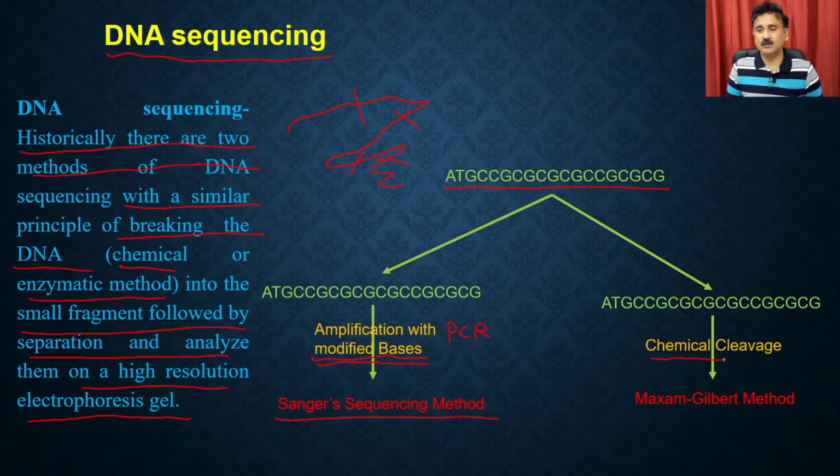In the other method, you can use base-specific chemicals, which are going to do the cleavage. For example, you can have base-specific cleavage for A, T, G and C, and that is how it is going to break the DNA accordingly. Then you analyze them on a high resolution electrophoresis gel, and you get many fragments. Analyzing those fragments gives you the sequence of that particular genomic DNA. That method is called the Maxam-Gilbert method. So if you use modified bases, the method is called the Sanger sequencing method. If you use the chemical cleavage method, it is called the Maxam-Gilbert method.